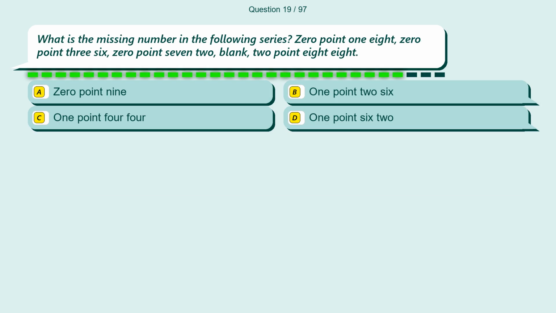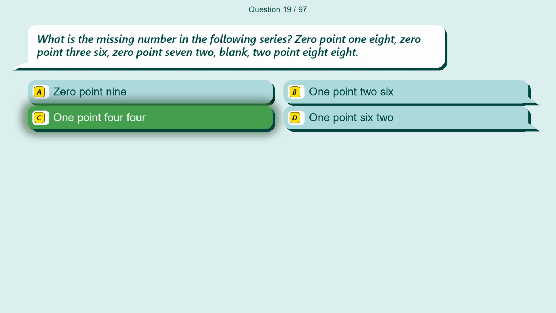Question 19. What is the missing number in the following series? 0.18, 0.36, 0.72, blank, 2.88. Option A, 0.9. Option B, 1.26. Option C, 1.44. Option D, 1.62.